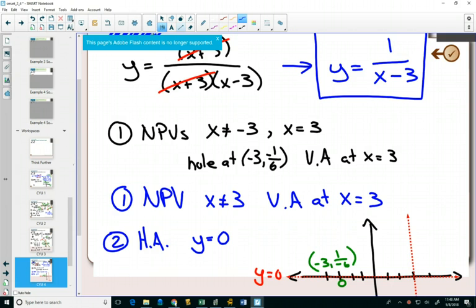Step 3 is finding our x-intercepts and y-intercepts. Y-intercept is always the easiest. Plug in 0 for x. Can you see that when you plug in 0 for x, you'll get 1 over negative 3.